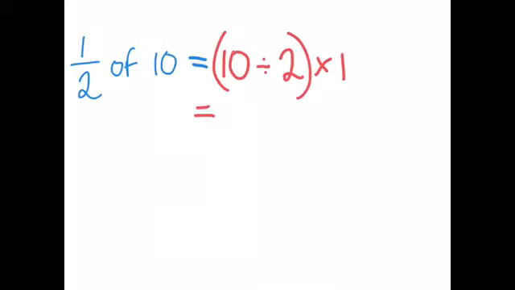On the next line we work out the bracket. What's the answer to the bracket? 10 divided by 2? 5. So we've just worked out the bracket, so we've still got the multiplied by 1. What's 5 times 1? 5. Job done.